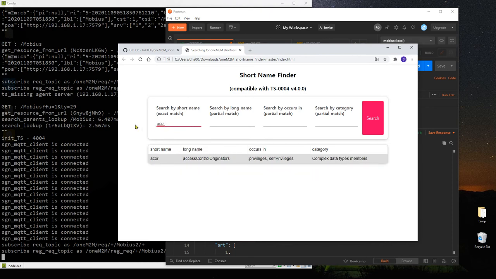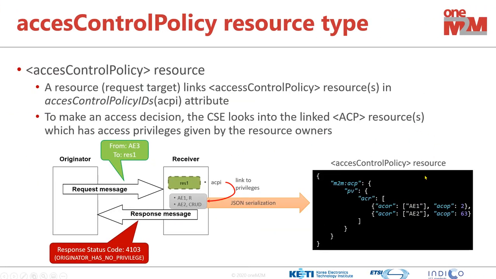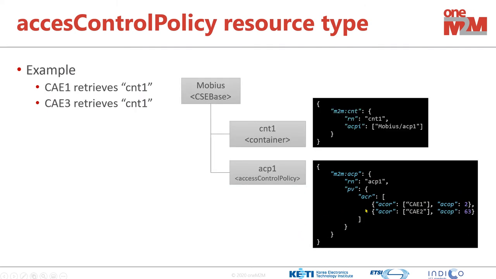ACOR, access control originators, is what we use for privilege and self-privilege. So when you wonder about some short names, please use the tool. Here's the example that I'm going to show you right now.